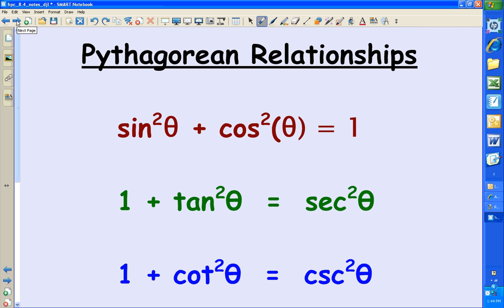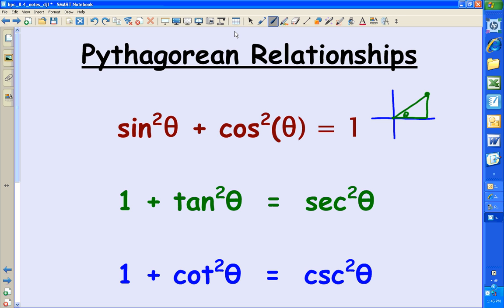Okay, these three are called the Pythagorean identities. The Pythagorean relationships. Sine squared plus cos squared equals 1. That one we've talked about a little bit before. When you think about putting that triangle in quadrant 1, for example, on the unit circle, the coordinates of the point are cosine, comma sine. This is theta.